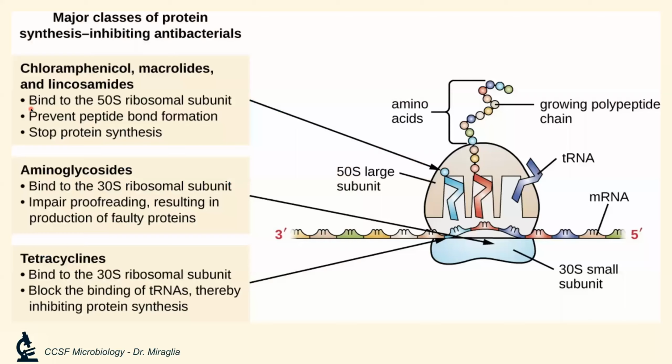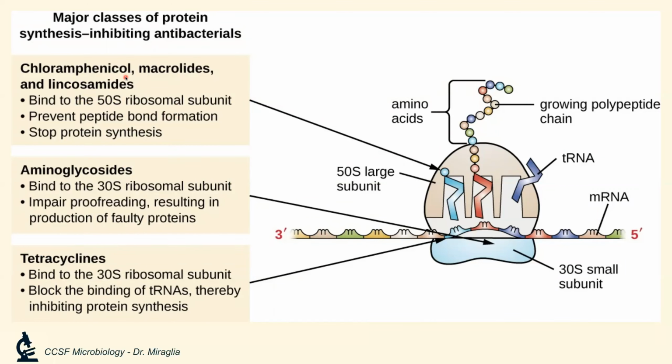So I went too far here. These are some of the major classes of protein synthesis inhibitors. Here's just a reminder of where we are. Here's a ribosome, here's our large 50S subunit, our small subunit, a 30S. And here's our messenger RNA that's being translated. Here's our growing polypeptide chain. The arrows point to the major areas where we see these drugs affect protein synthesis.